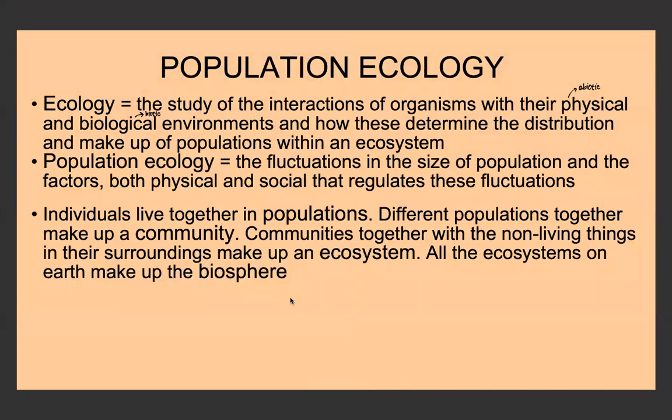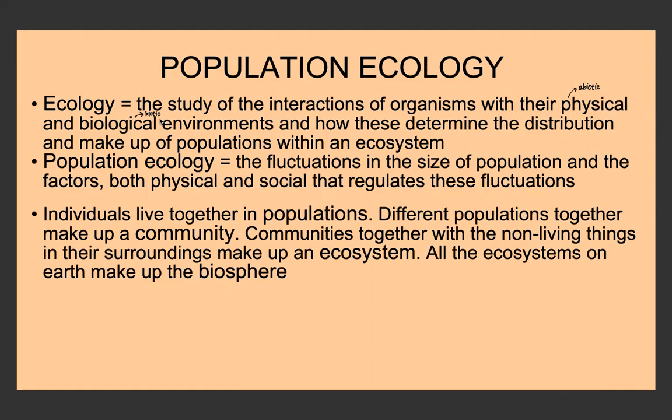Well, ecology is the study of the interactions of organisms with their physical and biological environments and how these determine the distribution and makeup of populations within an ecosystem. Population ecology is the fluctuation, so the changes, in the size of a population and the factors, both physical and social, that regulate these fluctuations. When we talk about physical environments, we can also call them abiotic environments. And when we talk about biological environments, so the living environments, we might call them biotic environments.